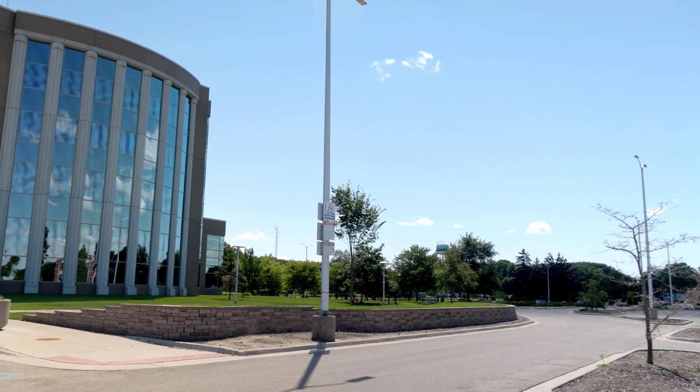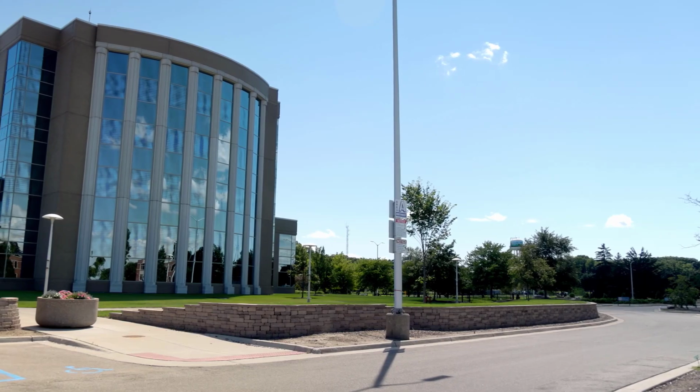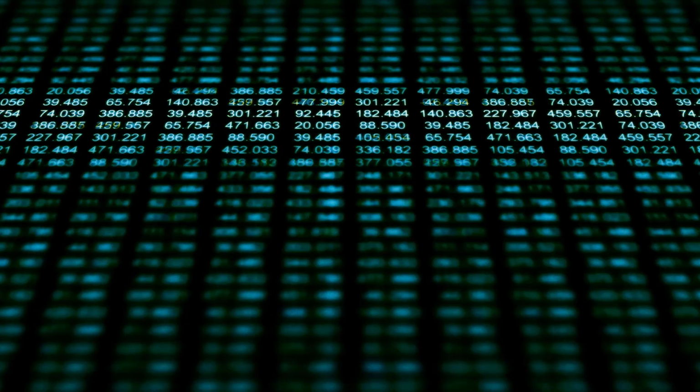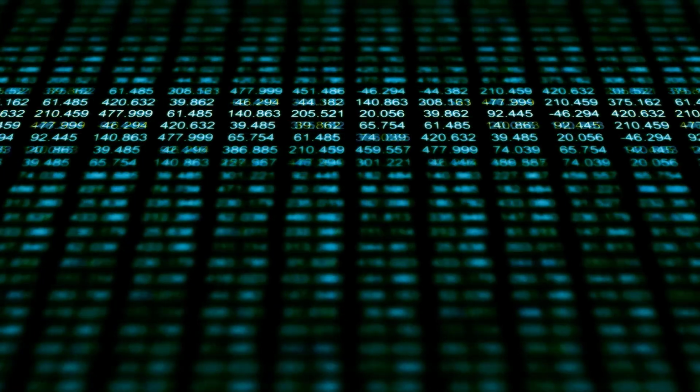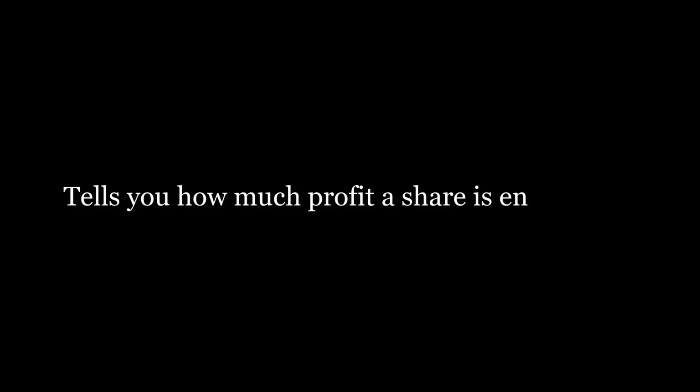This is exactly the same for public companies. The numbers are just a lot bigger. Apple has over 15 billion shares outstanding. So what does this have to do with earnings per share? Earnings per share tells you how much earnings or profit a share is entitled to.